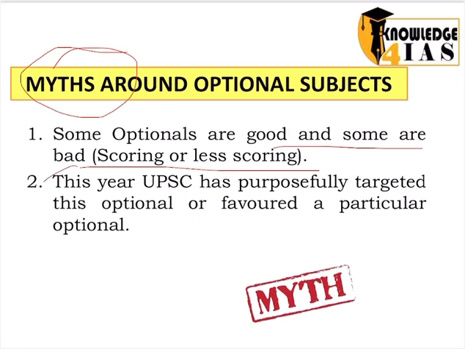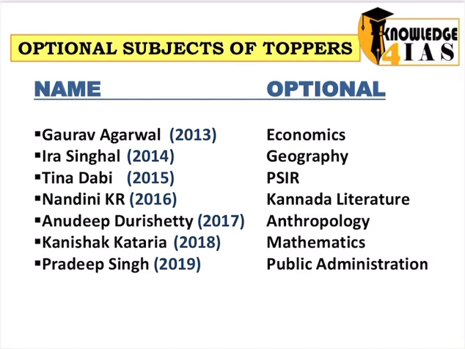And then again, there is a myth that UPSC purposefully targets some of the optional papers. That means this year UPSC has targeted XYZ optional paper, next year UPSC will target another paper, and so I have seen that aspirants waste so much time just doing research on which optional paper will be targeted by UPSC next year. So these are all nothing but, we can say, acute myths, and they have no relation with reality or fact.